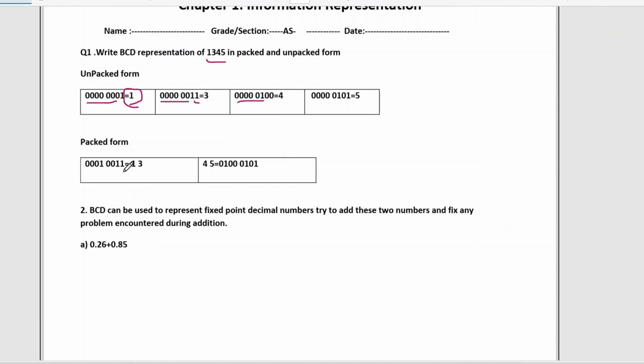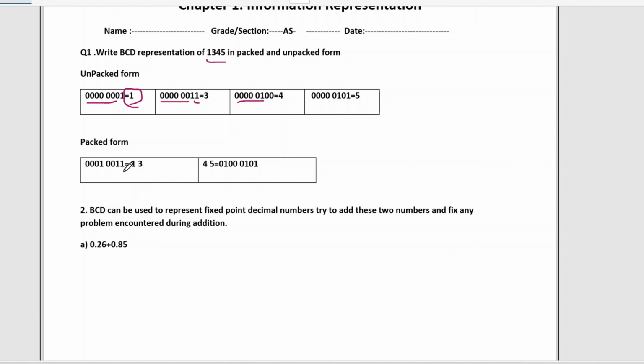Okay, so 0 plus 0 is 0. Next, 1 plus 0 is 1. 0 plus 0 is 0. And this 1 plus 0 is 1. And the rest 0.000 and 0. Okay, so the final answer I got is, this is also 1 over here.